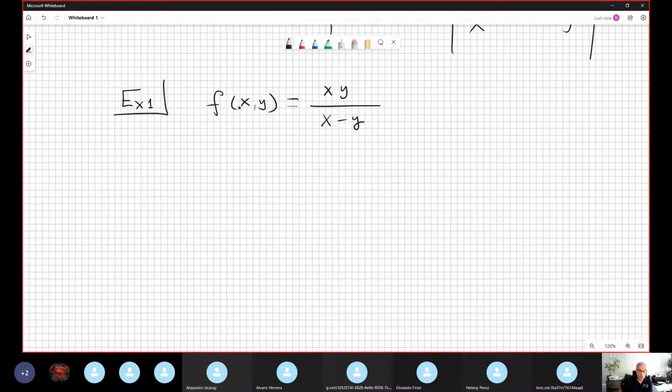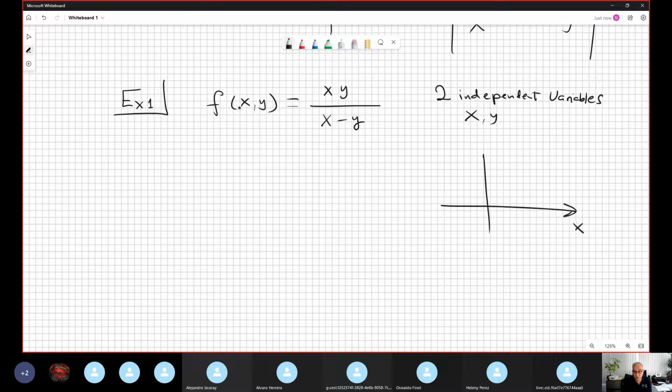Here we have two independent variables, x and y. Therefore, my domain lies in the plane R2. The assumption is always that it is R2, except for restrictions. I need to investigate the restriction.